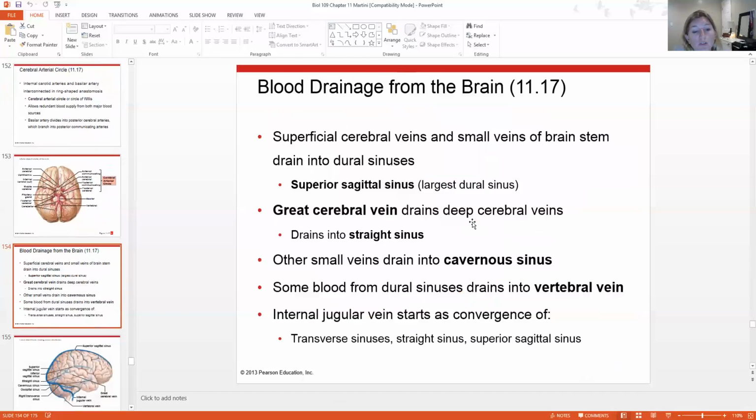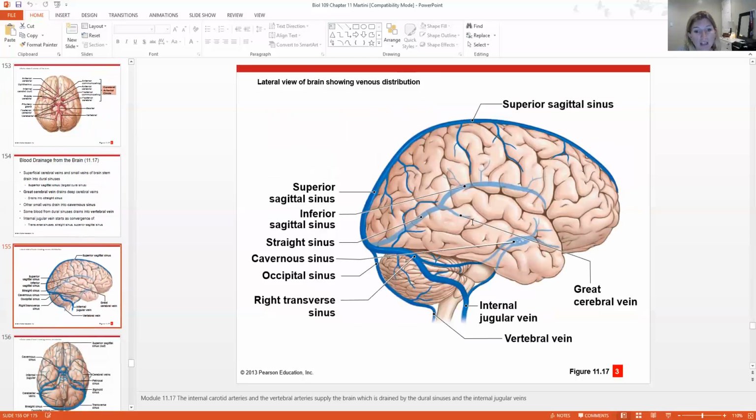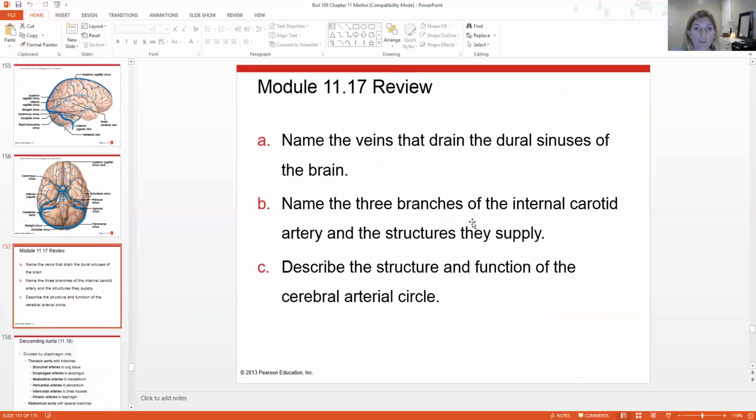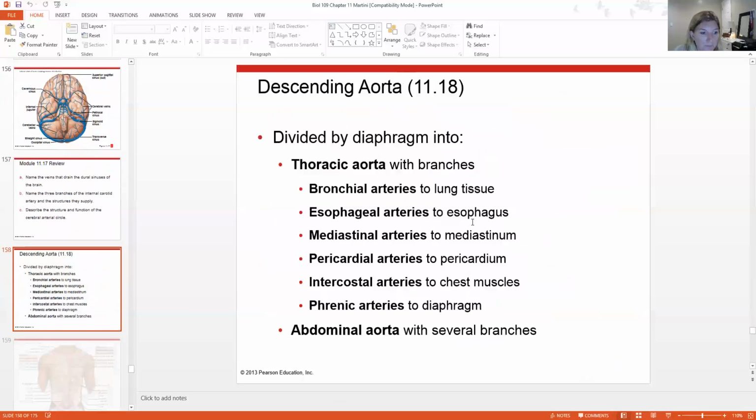Blood can drain through the veins through what we call sinuses. There's a superior sagittal sinus, which is a big kind of pooling area for the blood. It's all draining into the great cerebral vein, going into the cavernous sinus, the vertebral vein, all getting into the jugular veins, taking that blood back down into our superior vena cava. So you can pause the video here, go back and review.